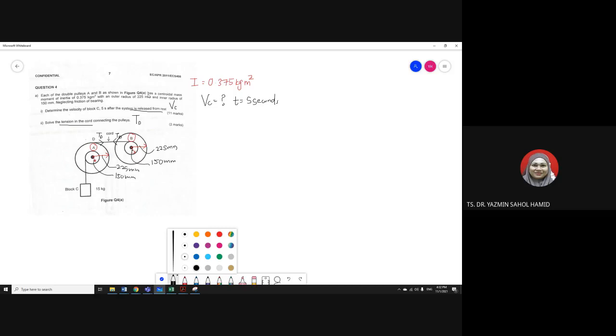Previously, I have taught you there are two methods that we can use. What you need to do is look at the variables given. Which method is the most appropriate method or principle to use? Which principle do you want to use? Can you please tell me? Why are you so quiet? Teguh Ashraf, which principle do you want to use? Hello? Hello there. Which principle you want to use?